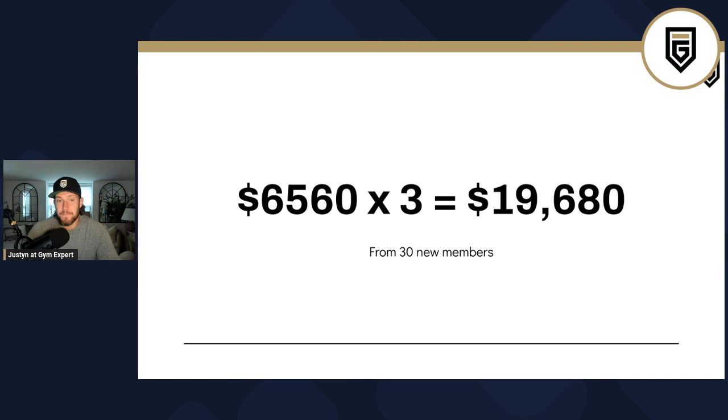If we just multiply everything right now by 3, the math that we just did to get us to 6560 was based off of 10 members. So to get to a total of 19,680, just need to multiply the number of members by 3, which gives us 30 new members. So now we have our target of how many members we need per month. 30.